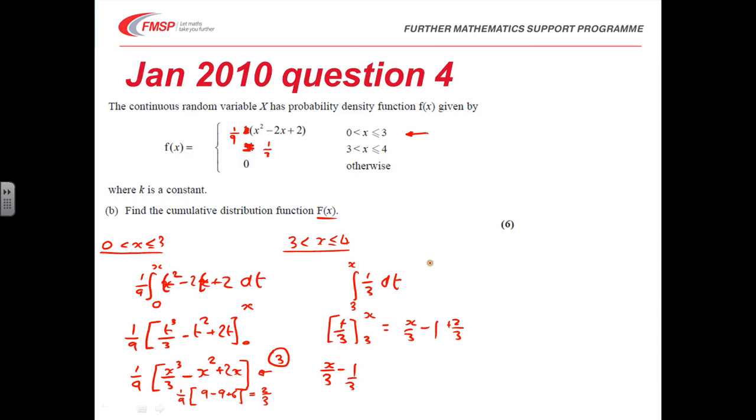So once we've done that, we're now in a position where we can actually express our entire function. So here we go, capital F of x will equal, so it's going to be 4 areas. 0 if x is less than or equal to 0.